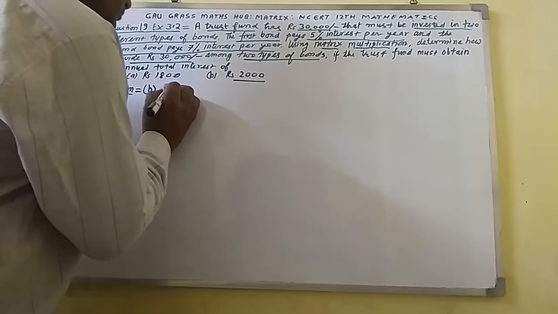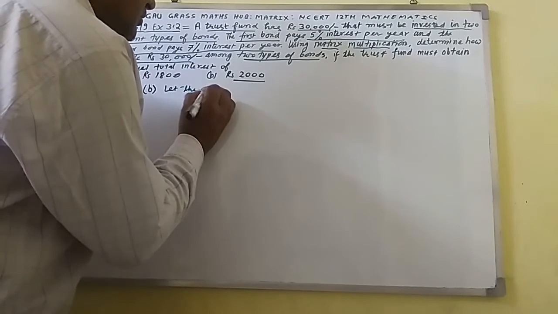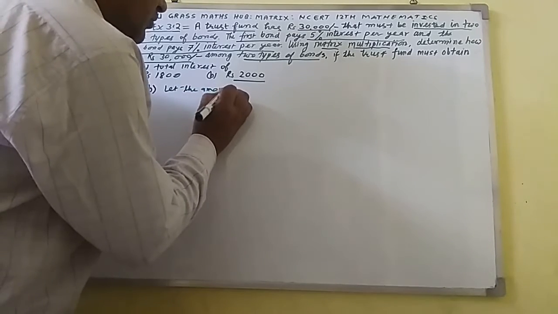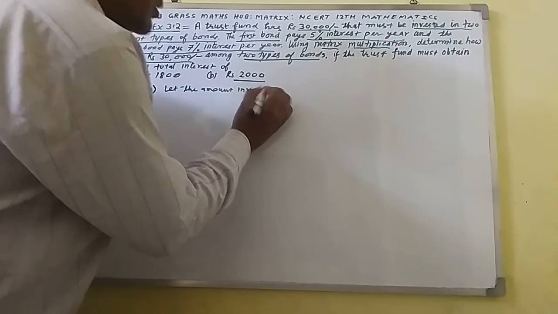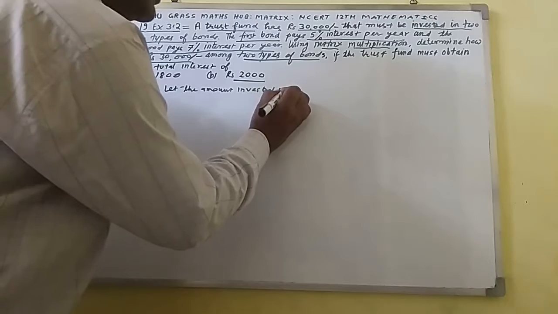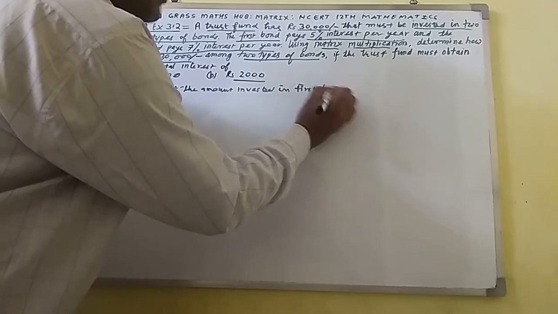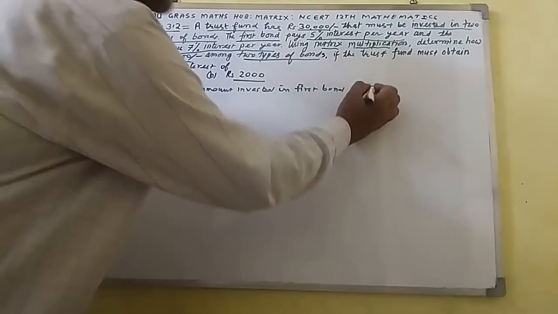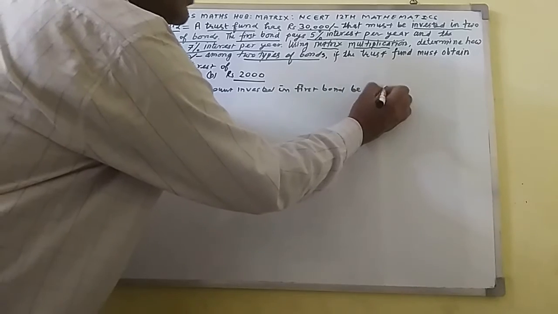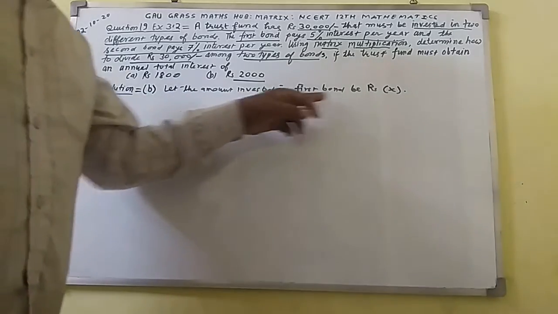Let the amount invested in the first bond be rupees X.